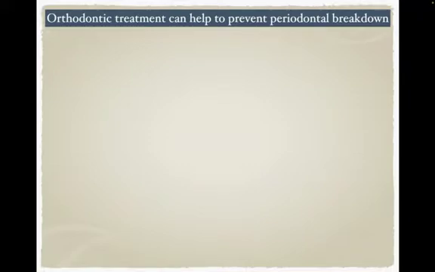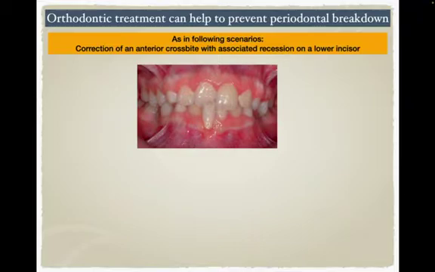Second one, orthodontic treatment can help to prevent periodontal breakdown. As you can see in this case here, the patient has an anterior crossbite with displacement. All the forces are heavy and concentrated on this lower central incisor that will keep pushing it forward. That resulted in a gum recession. Now, this patient should be treated, and this is one of the examples of interceptive orthodontic treatment, in which it has to be treated immediately and not deferred until the permanent dentition.